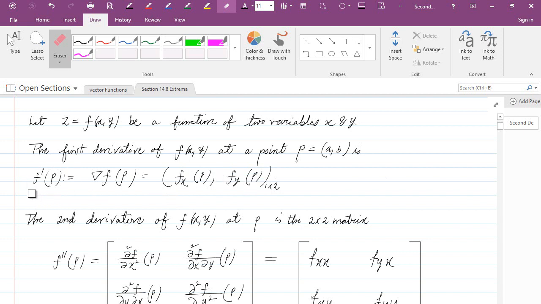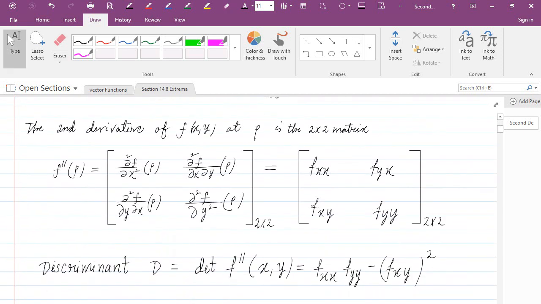Now the textbook that we are using doesn't use this notation f prime for this first derivative of f. The text only uses the notation for the gradient of f. So the gradient basically is the first derivative.